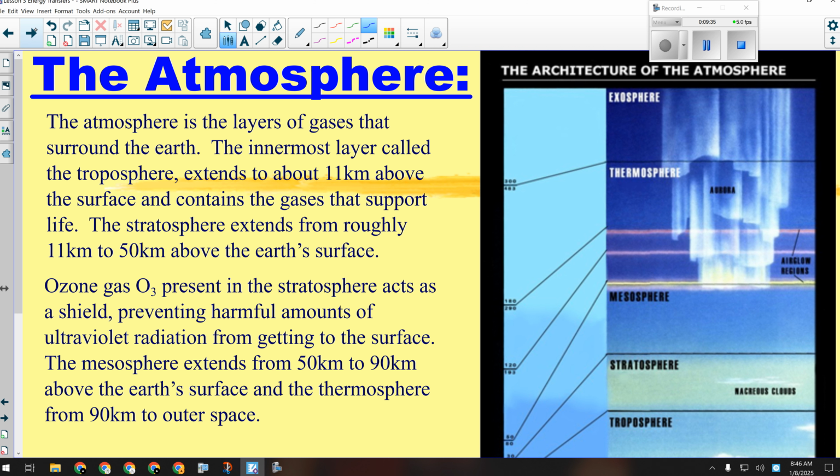So we require certain conditions to live effectively. And that means we have to be down in the troposphere where we have those kinds of gases. Now, that doesn't mean the other parts of the atmosphere aren't important for energy transfer. They are. There are some things we don't want to get through. We don't want ultraviolet rays to get through.